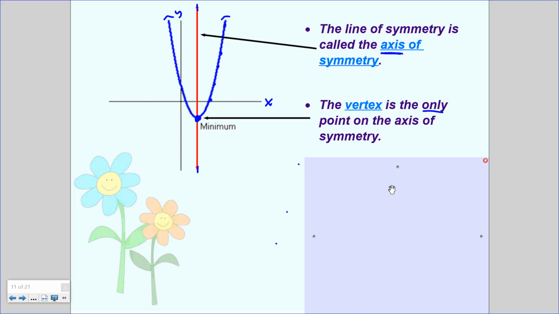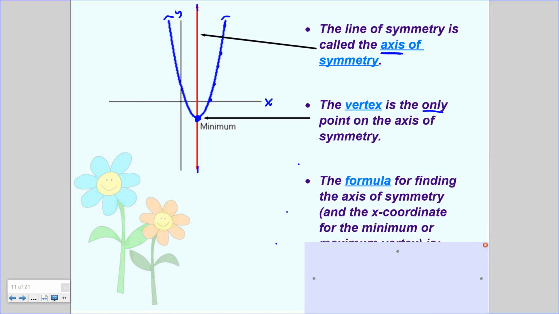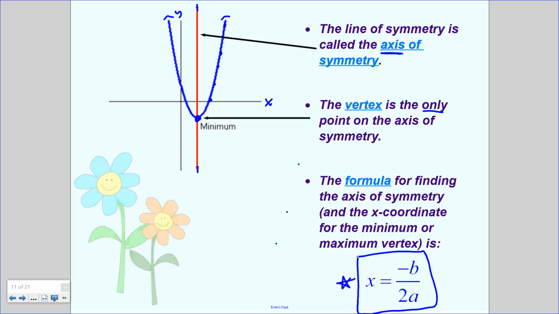So if we know that, then what we can do is find our axis of symmetry by using a formula that also would help us get the vertex. So this is going to be an important formula. So the formula for finding the axis of symmetry and coincidentally, again, the x-coordinate for that minimum or maximum is x equals negative b over 2a.